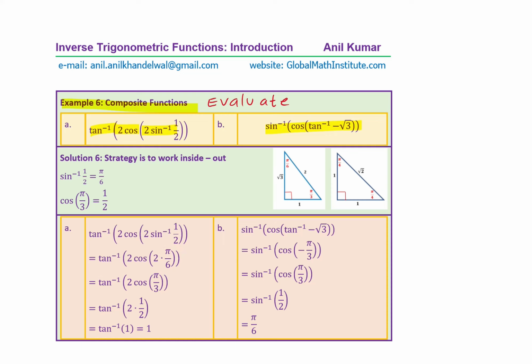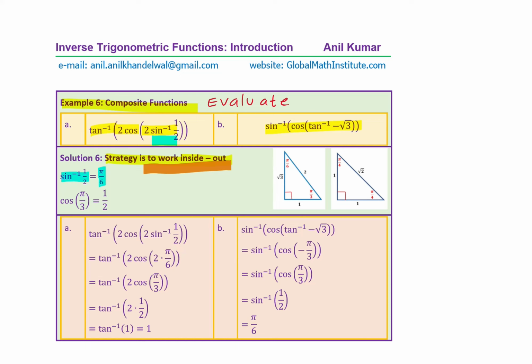When we have composite functions, we have to work from inside out. That is the key strategy. Perfect. So highlight this key strategy, which is to work from inside out whenever you're working with a composite function. So the inside part for this function is the first one which we are trying to evaluate, sine inverse of half. Well, sine inverse of half is pi by 6.